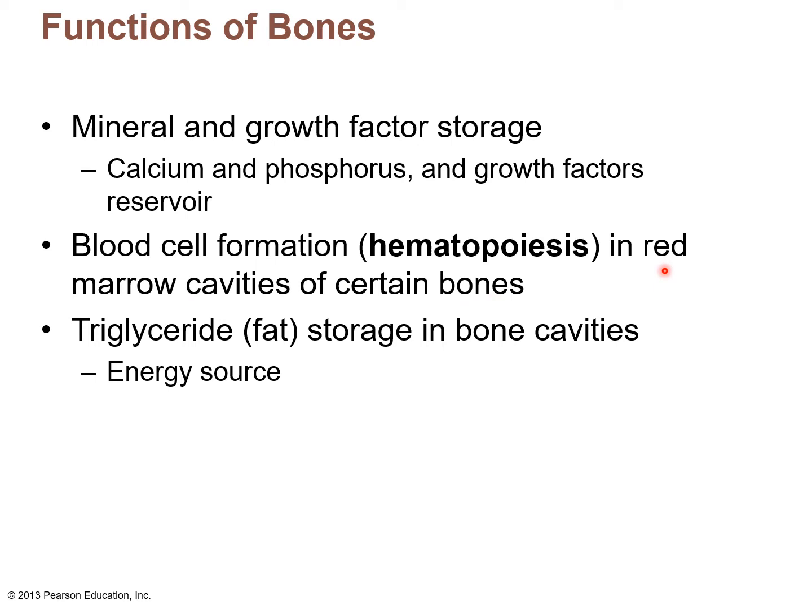We talked about how your bones contain the red bone marrow, and within the red bone marrow, this is where the red blood cells, white blood cells, and platelets are formed. The process of making those blood cells is known as hematopoiesis. Poiesis means formation, and heme means blood, so hematopoiesis means formation of blood cells. The yellow bone marrow is where we store fat, and fat is good because it's a good energy source when you break it down.